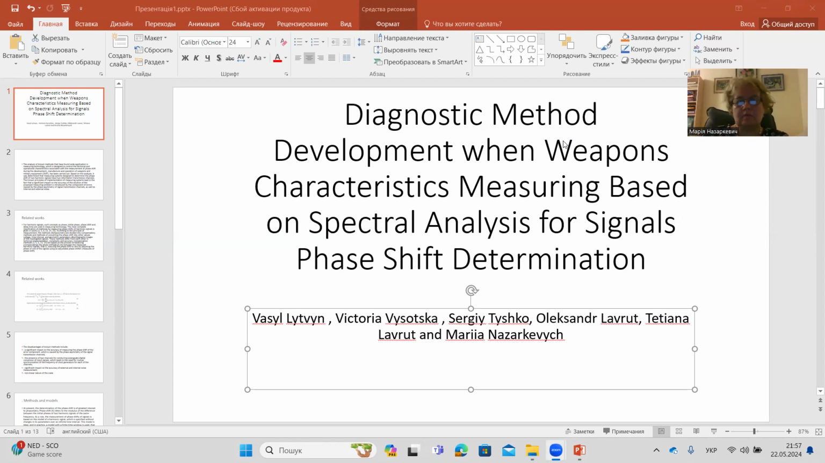Article: diagnostic methods development when weapons characteristics are measured based on spectral analysis of signals for phase shift determination. With other authors Vasyl Lytvyn, Victoria Vysotska, Sergiy Tyshko, Oleksandr Lavrut, Tetiana Lavrut, and Mariia Nazarkevych.